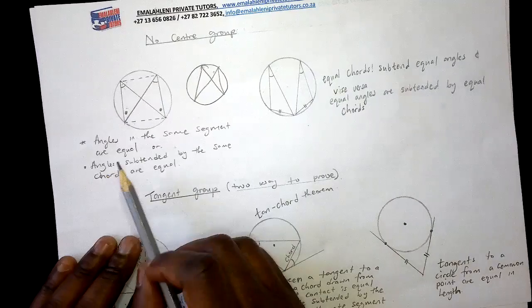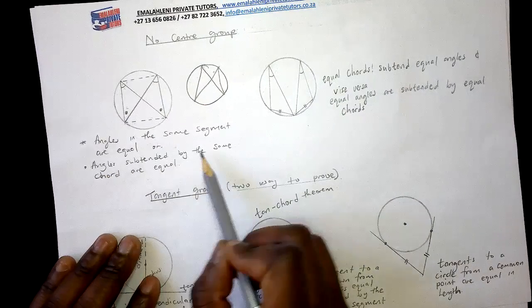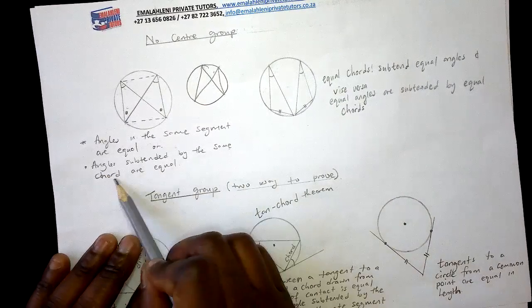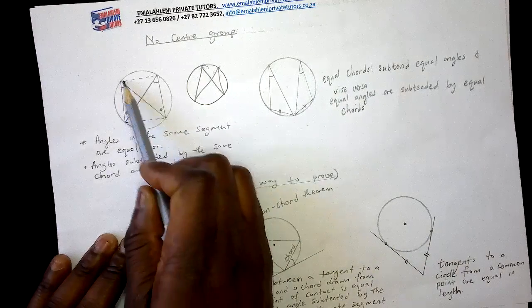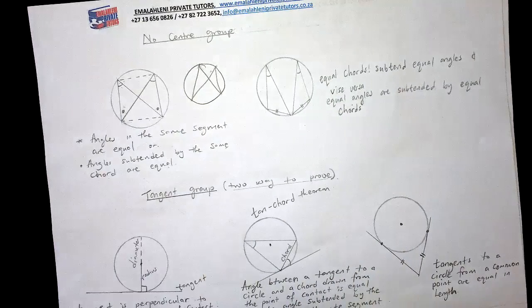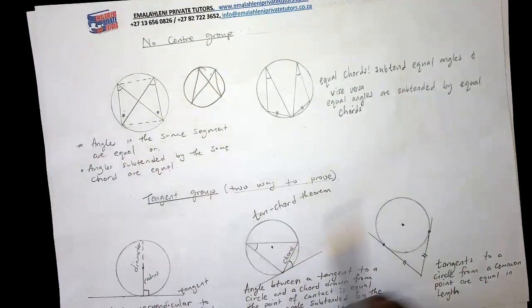Now, you're saying angles subtended by the same chord are equal, same chord. We are saying this is the same chord subtending two angles there, and they should also be equal. So this is the same thing.